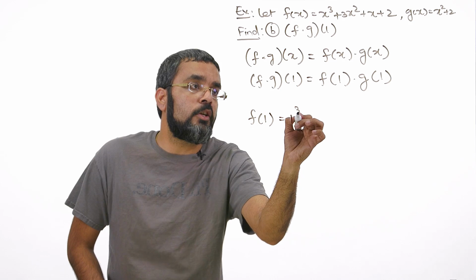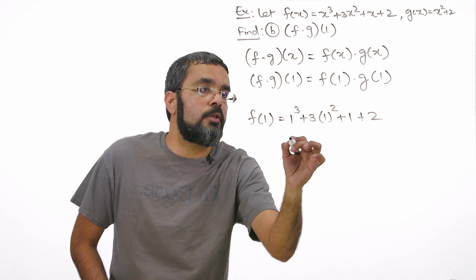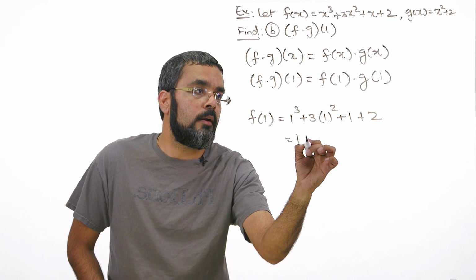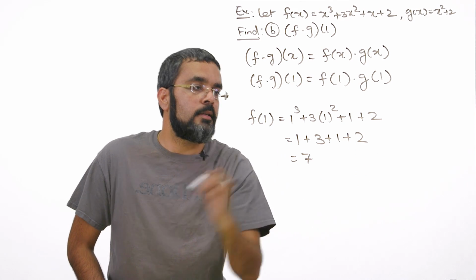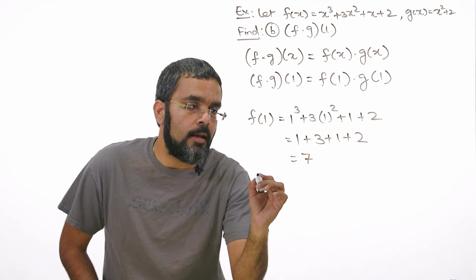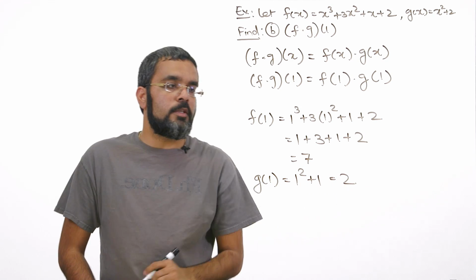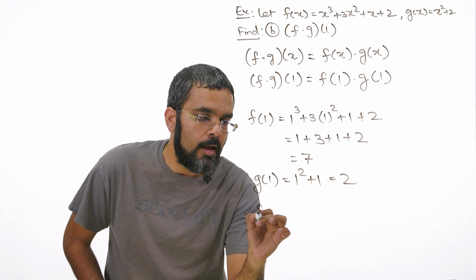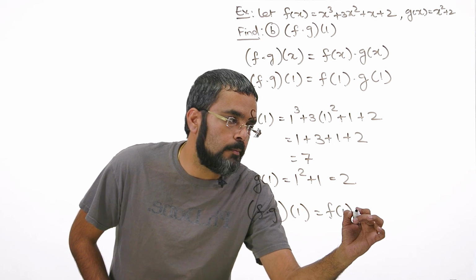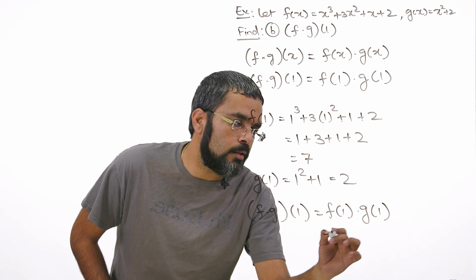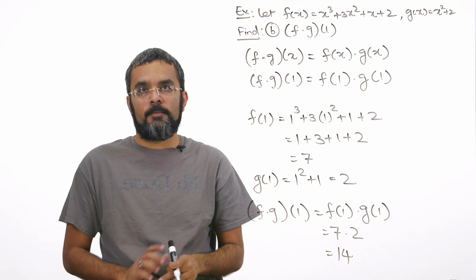So I get that to be 1 cubed plus 3 times 1 squared plus 1 plus 2, and that gives me 1 plus 3 plus 1 plus 2, and that is 7. And then I have g of 1, which is 1 squared plus 1, which is 2. And so f times g of 1 is f of 1 times g of 1, which is 7 times 2, and that is 14.